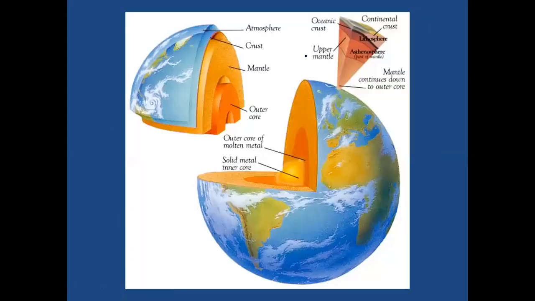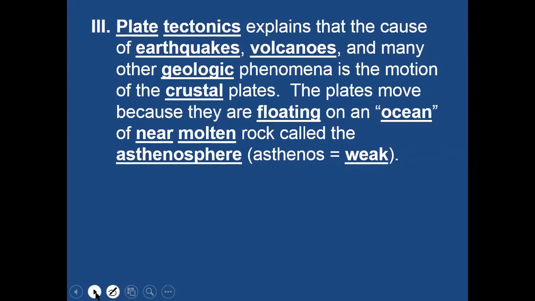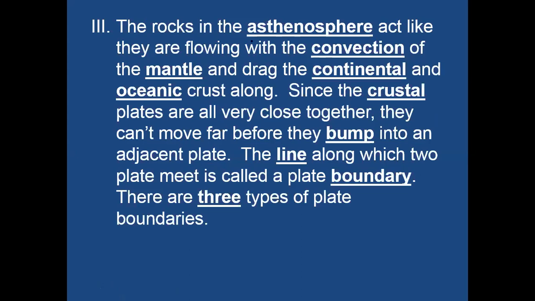So we have two parts of our mantle here, and I want to point out this drawing here. The top part is the lithosphere, and then this bottom part is the asthenosphere. Both of those are parts of the upper mantle. And so we have rocks in the asthenosphere, which act like they're flowing in that convection current I talked about, and they drag that continental and oceanic crust along. So as those plates are dragged and moved along by the mantle, they can't move very far before they bump into another plate.